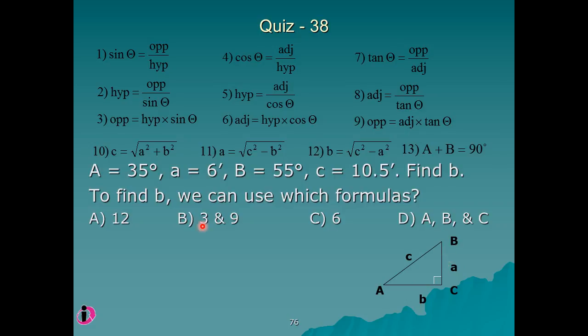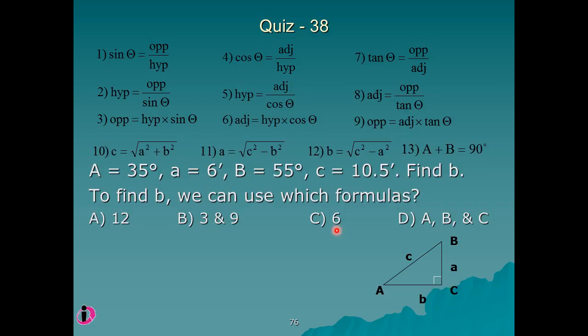Number 3 works. Number 9 works because number 9 will be this one, right? Opposite equals to adjacent times tan theta. Now the opposite is what? You are assuming B as your opposite, right? If B is opposite, angle is what? 55, meaning this will be tan 55. That will also work because you know the adjacent, which is small a. Because if this is the angle, this is the adjacent, and this is the opposite, right?